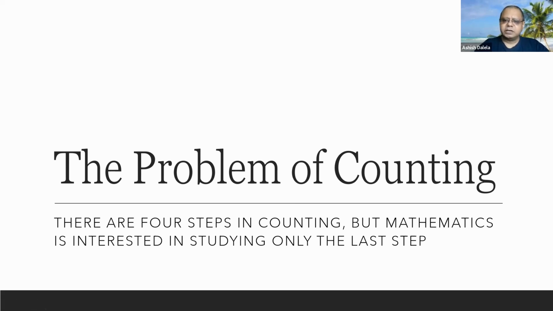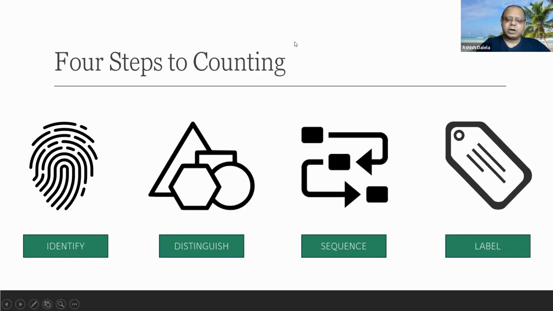Counting actually involves 4 steps, and modern mathematics wants to describe numbers in 1 step. And I'll just come to that. So what are these 4 steps? I will call them identification, distinguishing, sequencing, and labeling. I will describe each of these steps in the subsequent slides.